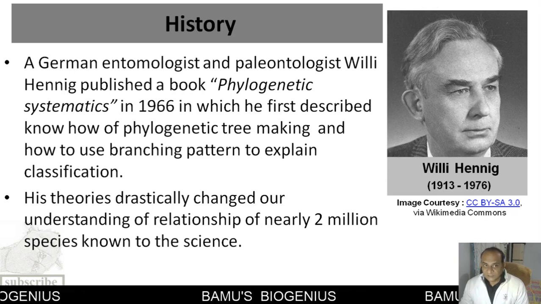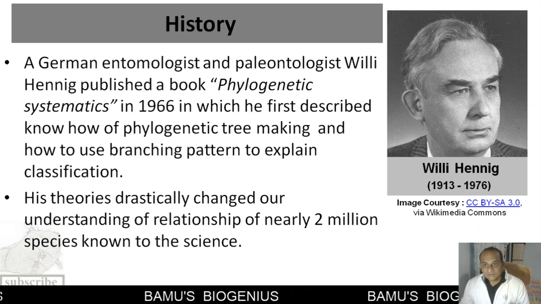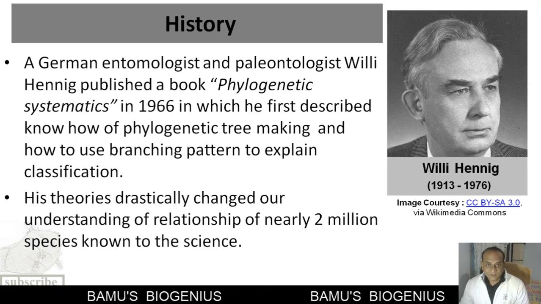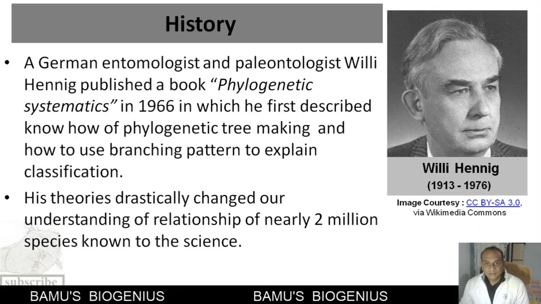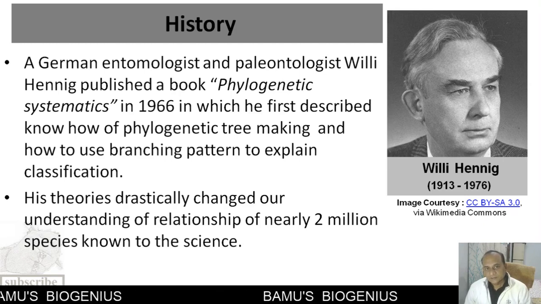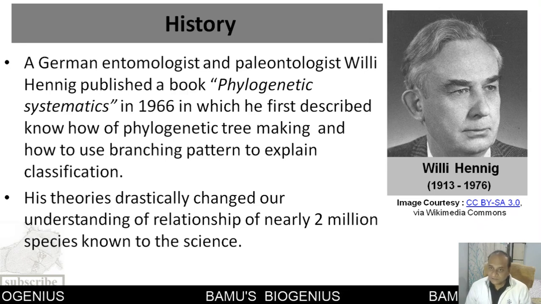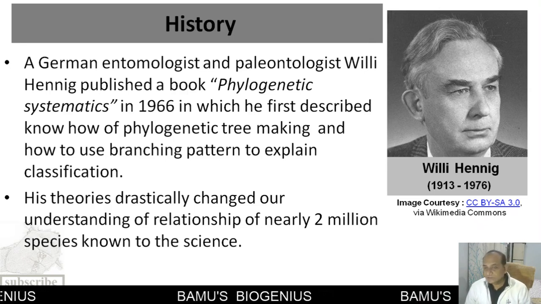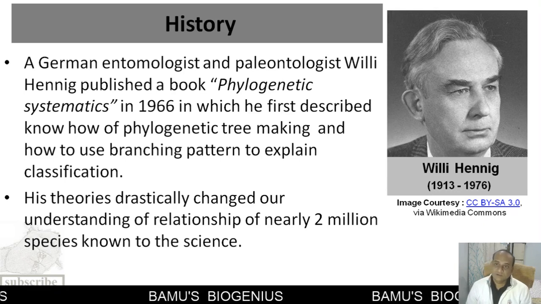in his book Phylogenetic Systematics in 1966, where he first described how a phylogenetic tree can be made by looking at the various types of characters, and he devised a method that is known as cladistics. This method of cladistics, devised by Willi Hennig, drastically changed our understanding of the relationship among the organisms that are present on the earth.